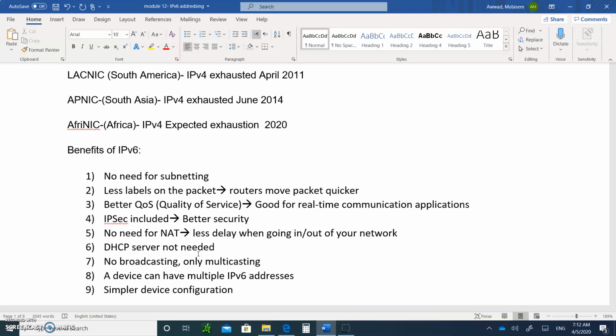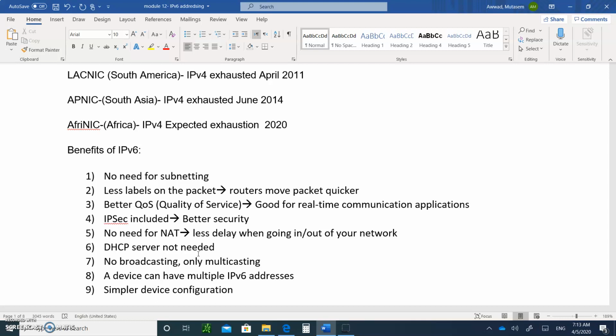DHCP is not needed, as we will learn later on. You can retrieve your IP address directly from your default gateway and generate your own IP. You get enough information from your router, at least the network portion of the IP, and you can generate your own host portion. There's no need for a DHCP server, although you can have one if you want to.